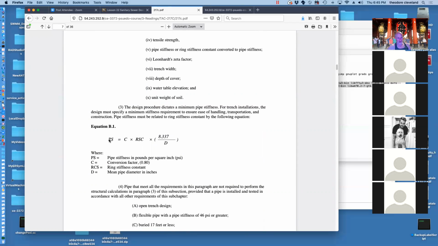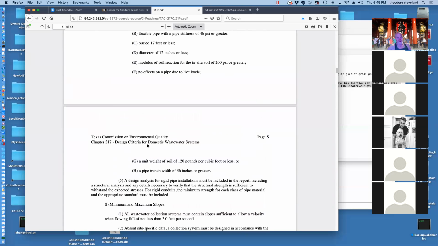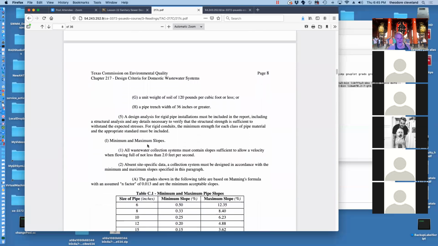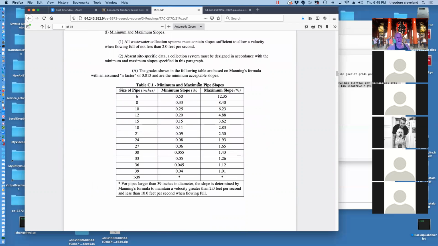Then there's a set of equations dealing with structural aspects of piping, and somewhere in here it says a minimum burial depth. And now we're moving into the hydraulics. So minimum and maximum pipe slopes are prescribed. And these values are chosen, strangely enough, based on pipe diameter. I'm sure there's a historical reason for that.